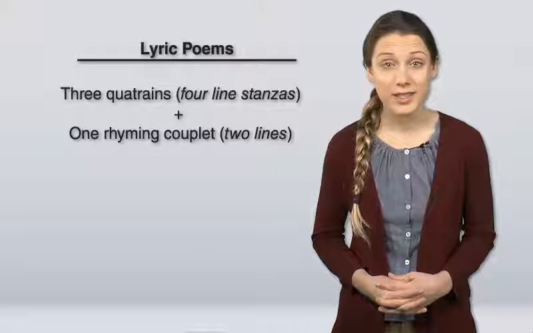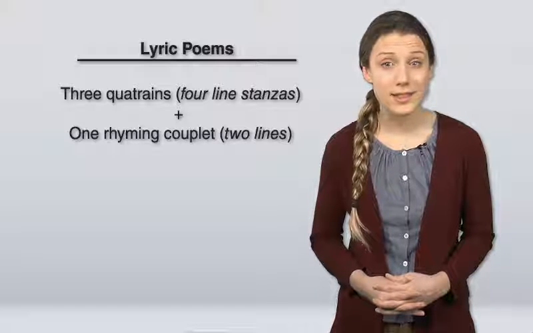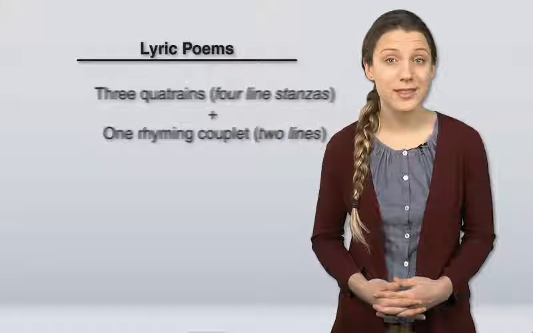A sonnet is a 14-line lyric poem with a precise structure for rhyme and meter. The Shakespearean sonnet is arranged in 3 quatrains, which are 4-line stanzas, followed by a rhyming couplet, which is a pair of lines. Finally, our final form of poetry is the free verse.